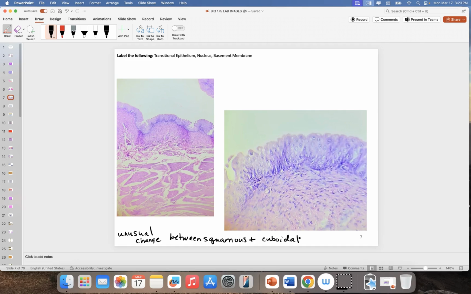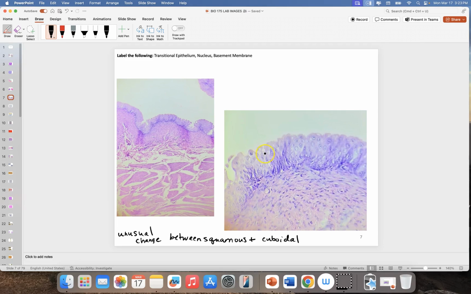This tissue is going to be found in places like the urinary bladder, the ureters, the renal pelvis. If we think about the urinary bladder, it needs to stretch and expand as it fills with urine to temporarily hold it. And that's why it's important for this tissue to be able to transition. Again, it's an unusual stratified epithelium because we can change shape between squamous and cuboidal, and it also tolerates repeated cycles of stretching without damage.